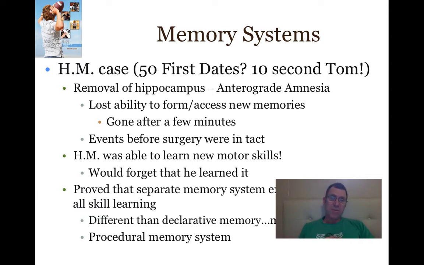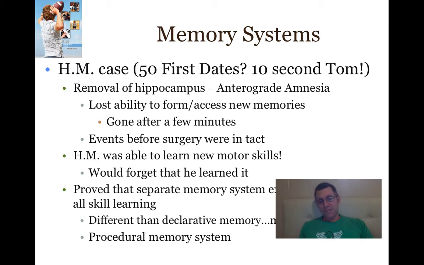With HM, he could only retain things for a few minutes, and then he would basically hit his reset button. Everything prior to his surgery, those memories were still intact. So he had access to those memories from before the hippocampus was removed, but everything after was gone in a few minutes. Really, he woke up every morning thinking it was 1965 when he had the surgery, when it was in fact 1985. And in fact, I think he just died within the last 5 years. I mean, he's a recent person.